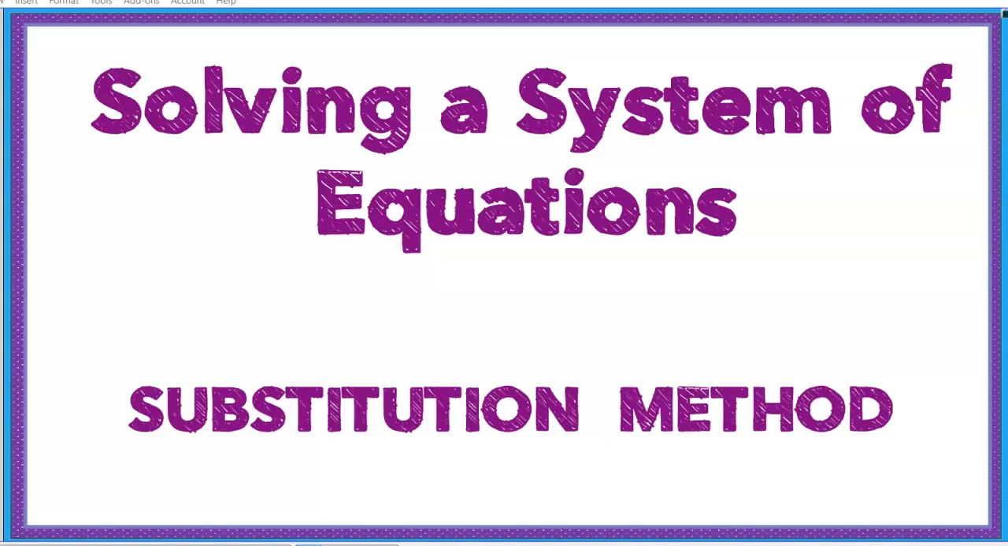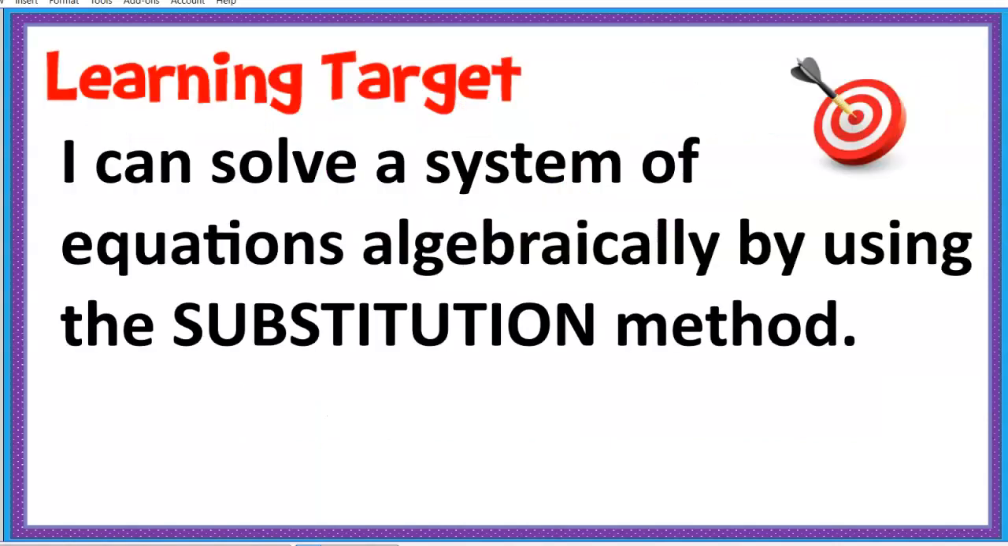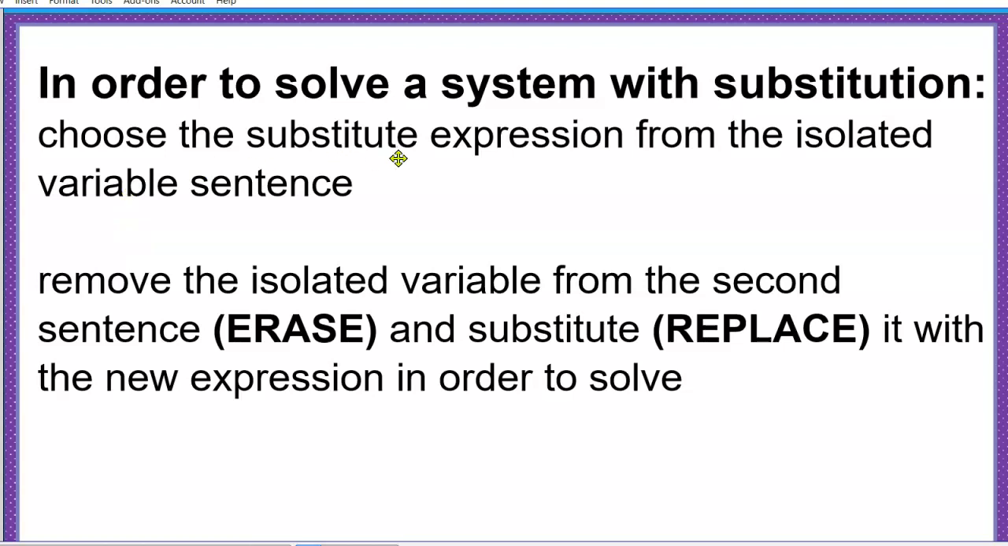In this tutorial, we will solve a system of linear equations using the substitution method. In order to use the substitution method, you need to choose the equation that has a variable that's isolated. When a variable is isolated, the expression on the other side will be your substitute. You're going to use that by removing the same variable as your isolated variable from the second sentence, and you're going to erase it and replace it with the substitute.